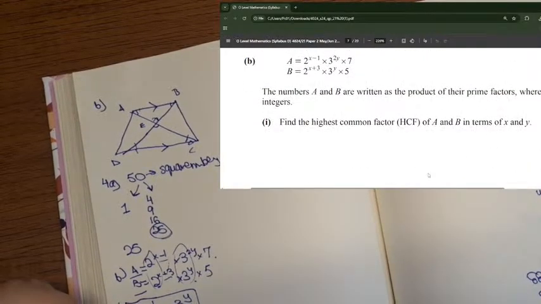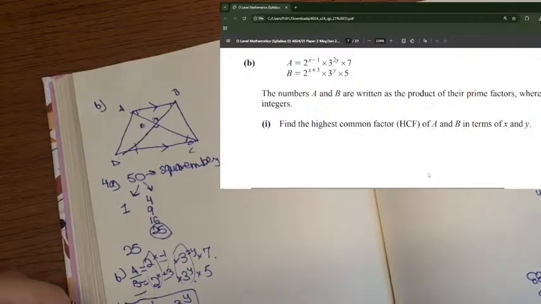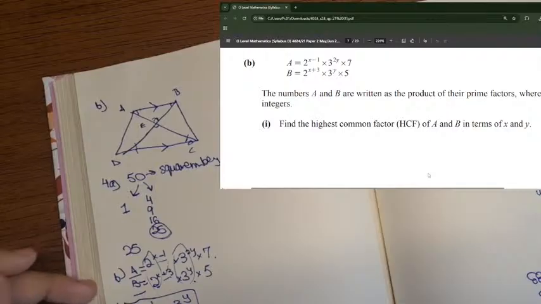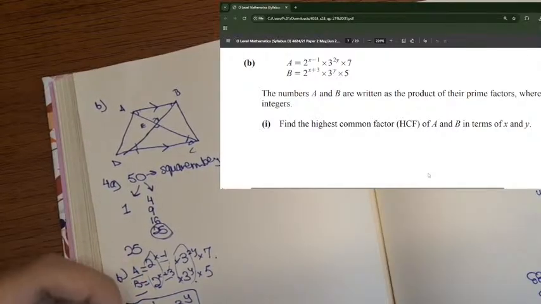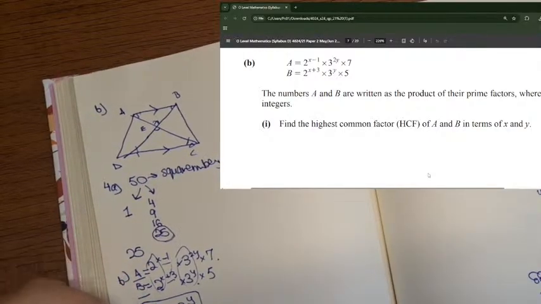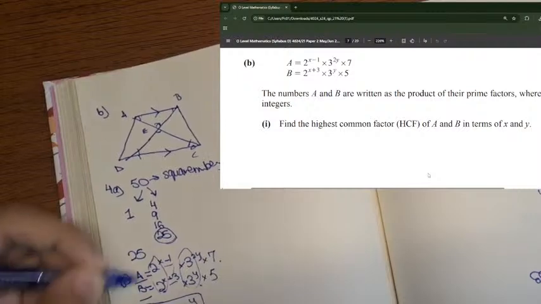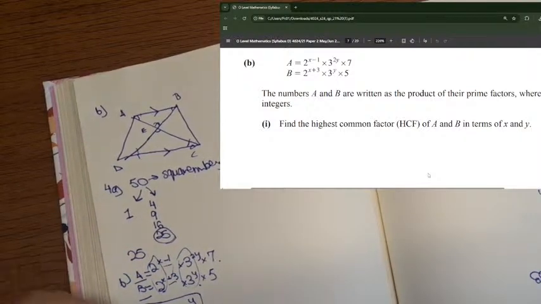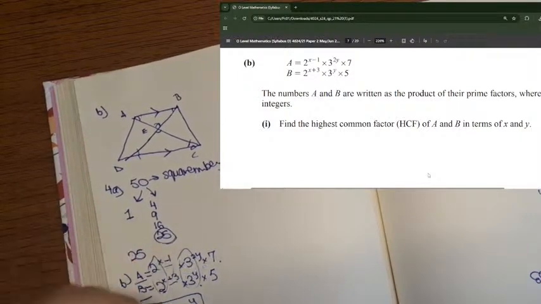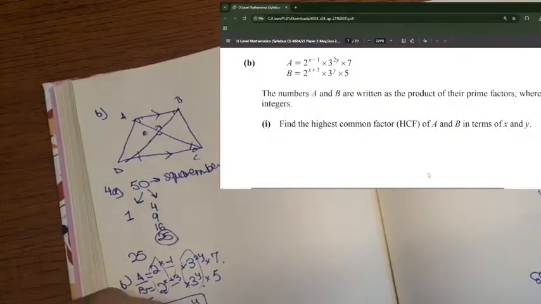So the simple thing for LCM is that we need to choose the highest numbers out of them, meaning the ones with the highest powers. And they do not need to be common, they just need to be present in either one of them. So the first thing we have here is 2. For 2, the highest power that we have is x plus 3. For 3, we have the highest power of 3 to the power of 2y. For 5, we have 5 to the power of 1, and for 7, we have 7 to the power of 1.